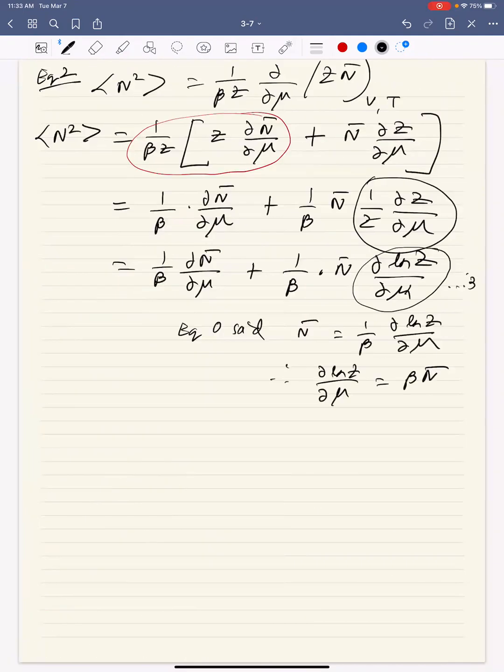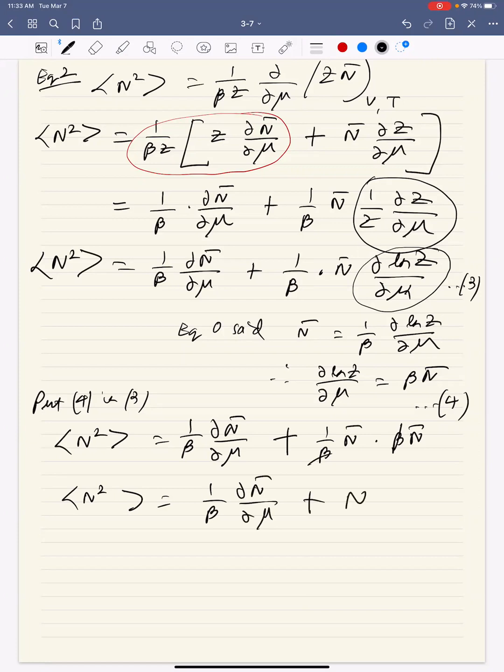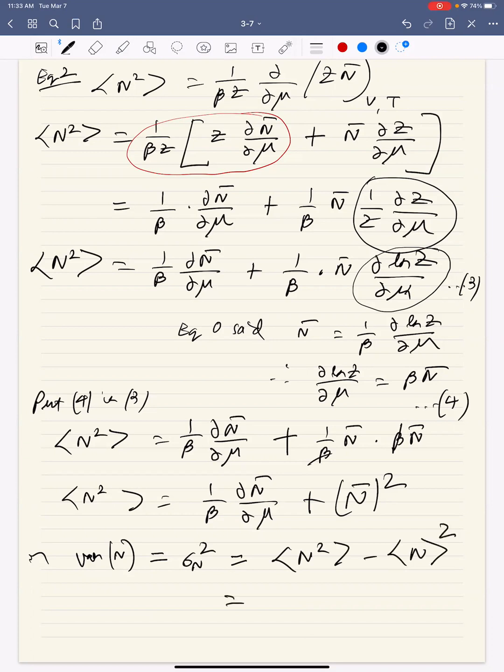So if we go to equation number 3, let's call this equation number 4, put 4 in 3, what do we get? Average value of n square is equal to 1 over beta partial n bar by partial mu, plus 1 over beta n bar multiplied by beta n bar. So beta and beta cancel. We get n square is equal to 1 over beta partial n bar by partial mu plus n bar square. So the variance of n, which is defined as the square of the standard deviation of n, which is defined as the average of n square minus the square of the average, is nothing but 1 over beta partial n bar by partial mu. And this is the key relation.